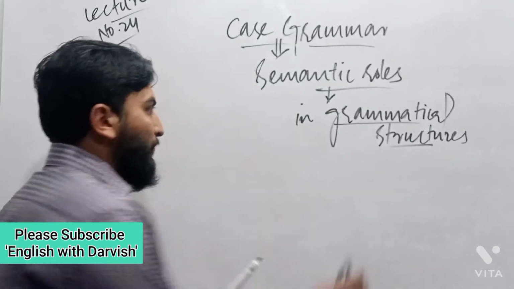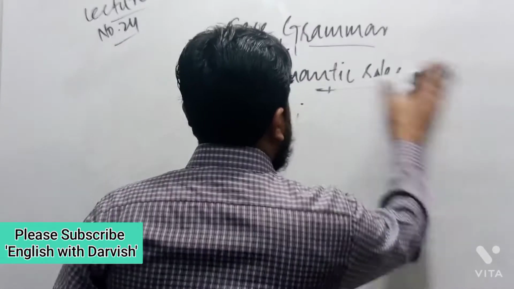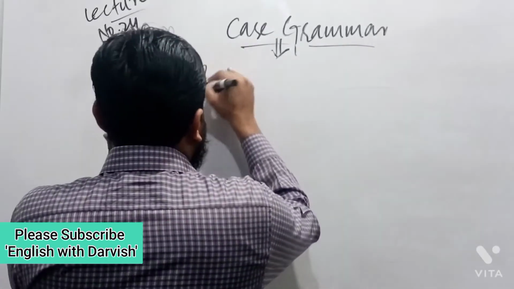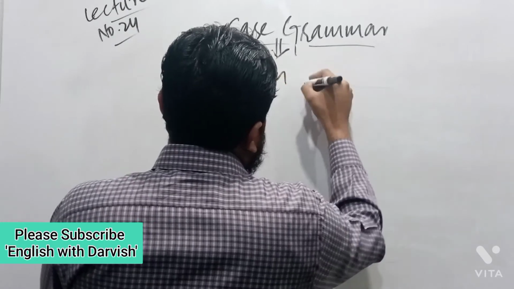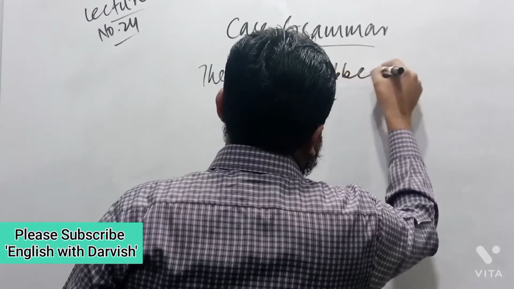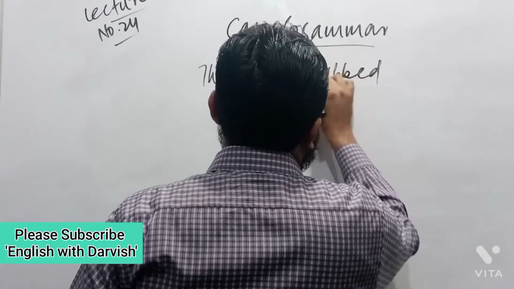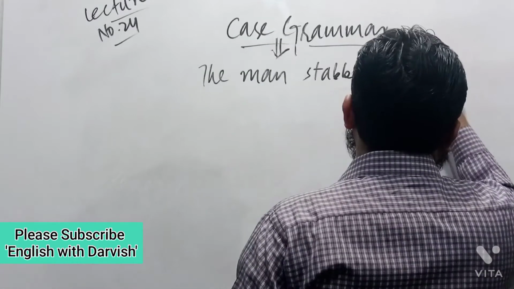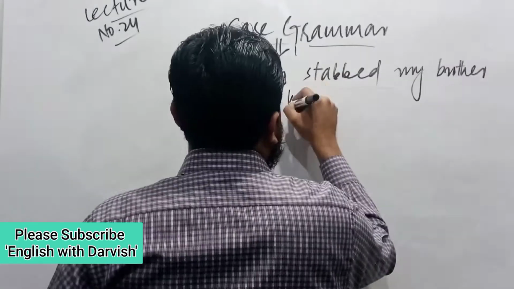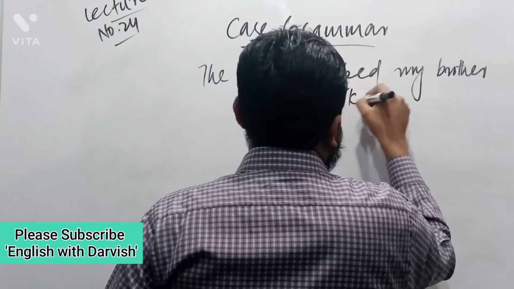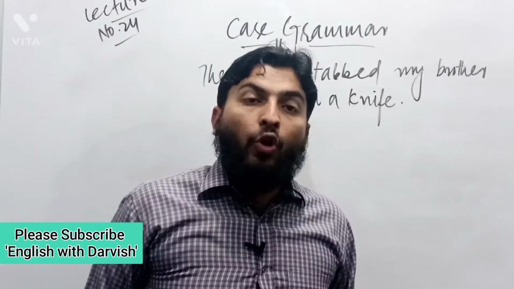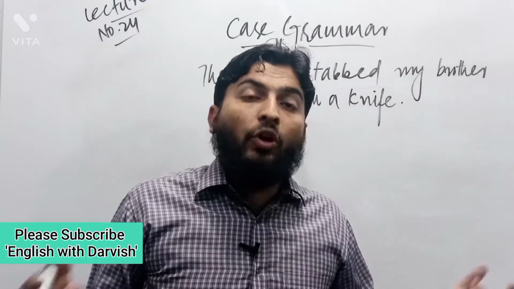For example, in case grammar, I say the man stabbed my brother with a knife. Now the question is, I'm very confused. Who has the knife? My brother or the man?